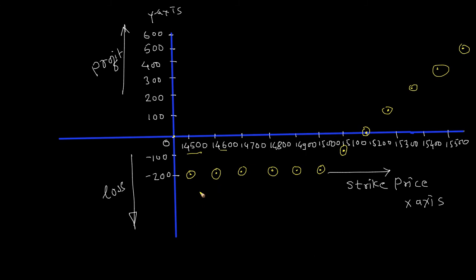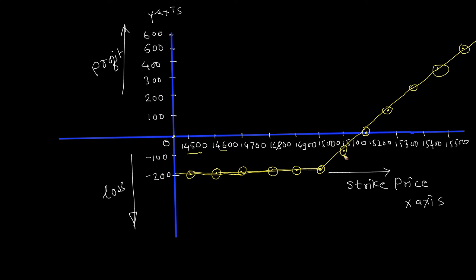Now let's join these points. If I join these points, I get a straight line like this, and if I join these points like this, I get a line like this. This graph is called the payoff graph. So how can I read this graph? What can I understand from it? By looking just at this graph, I can say that 15,200 is my break-even point, and above 15,200, whatever the Nifty price, I'll be getting that much amount of profit.